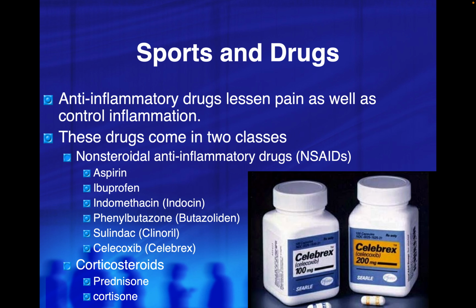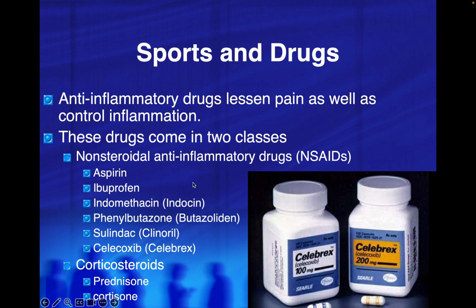Anti-inflammatory drugs lessen pain as well as control inflammation. These drugs come in two classes: non-steroidal anti-inflammatory drugs, also known as NSAIDs, and corticosteroids. The NSAIDs include aspirin, ibuprofen, indomethacin, which is Indocin, phenylbutazone, Butazolidin, sulindac, ketorolac, and celecoxib, Celebrex. And there's your Celebrex right there. And the other type is corticosteroids, prednisone and cortisone.